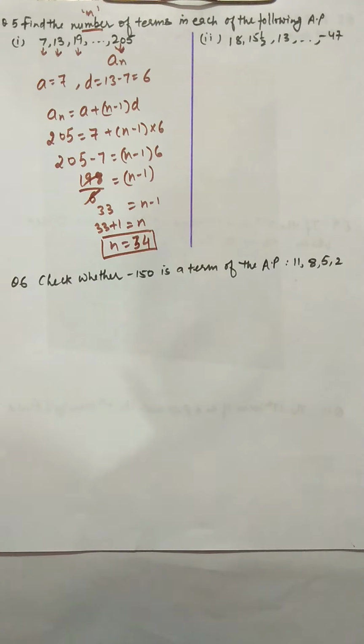And remember this, n cannot be negative because n shows the number of terms. Similarly, n cannot be 3.5 or 4.5. Why? Because 3.5 terms doesn't make any sense. So remember this, n is a natural number.